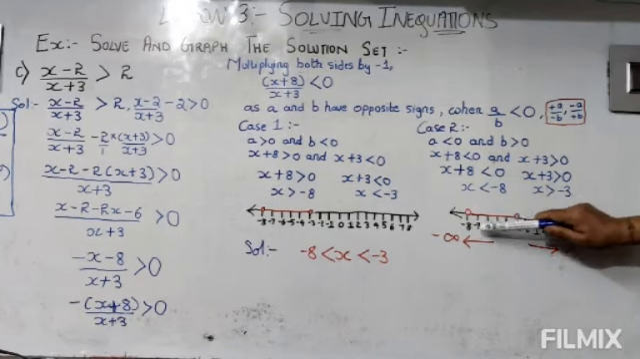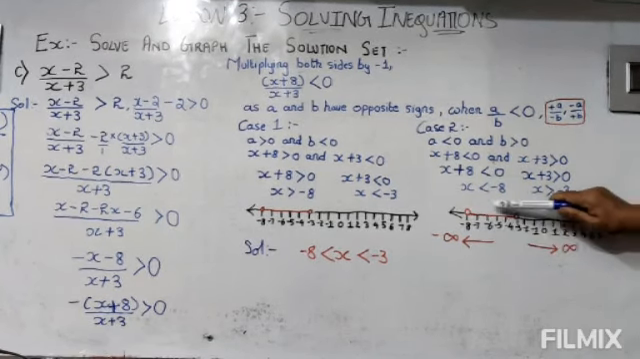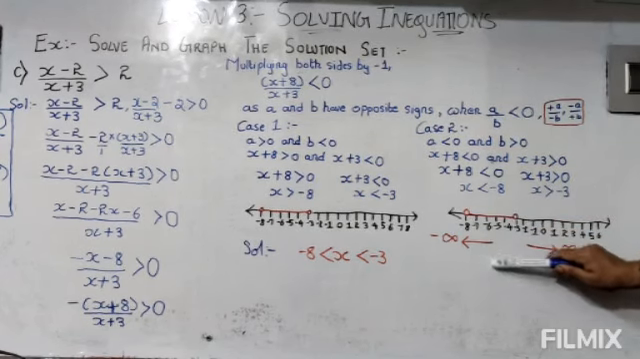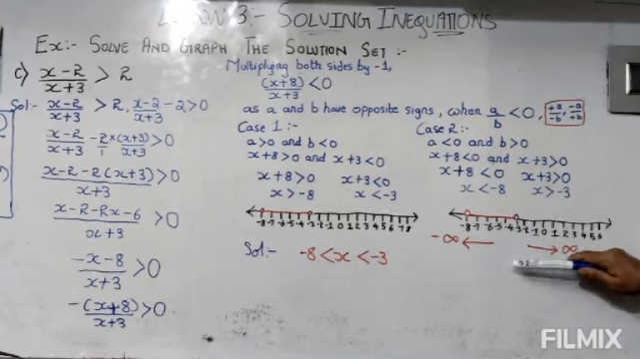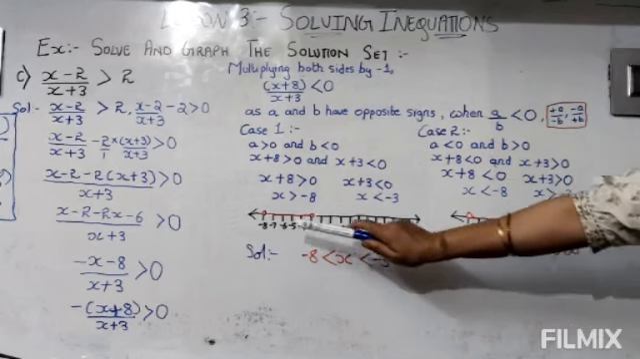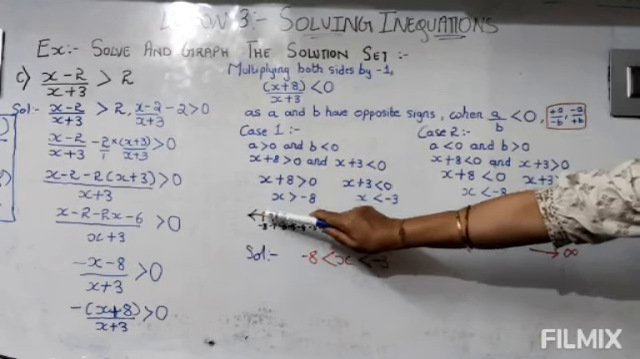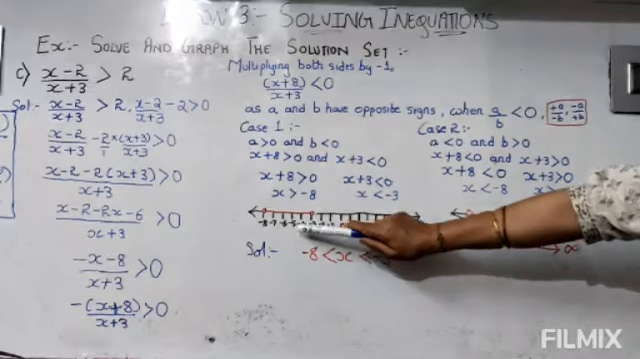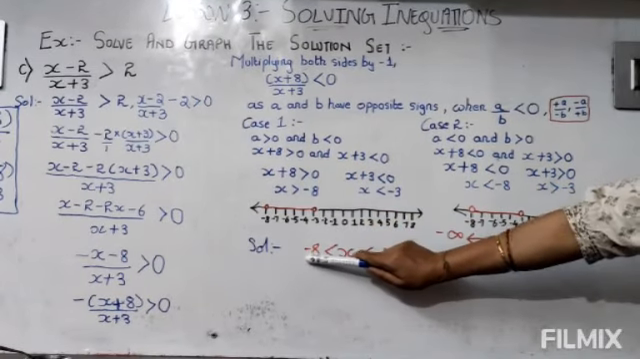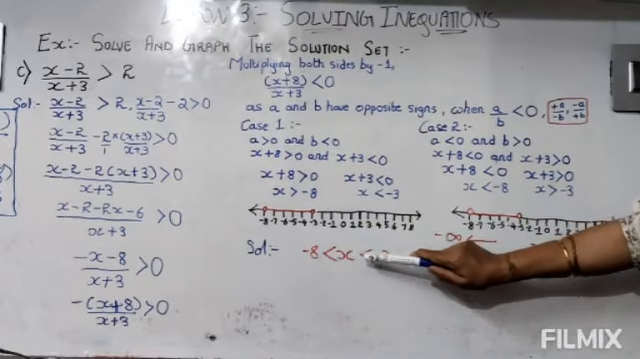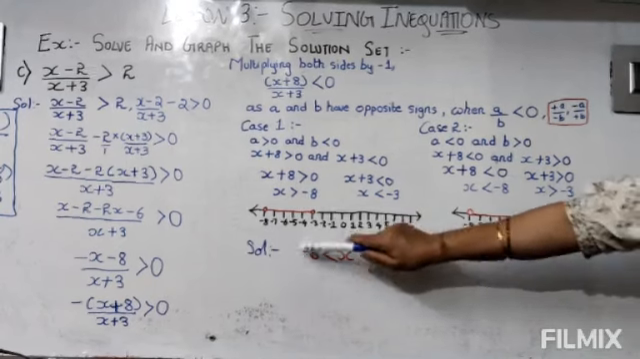So the x value does not lie between minus 8 and minus 3 here, and hence this is not the solution. The solution is, as I told you in case 1, between minus 8 and minus 3. Minus 8 is less than x, which is less than minus 3. This is the solution.